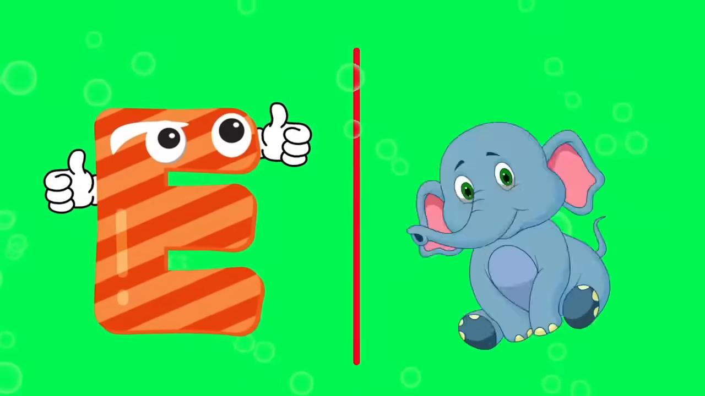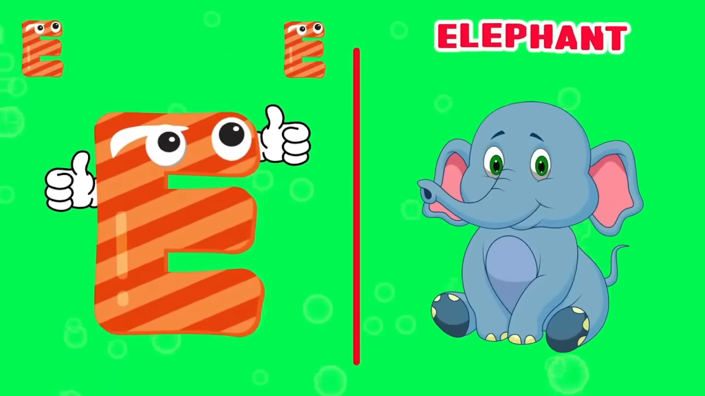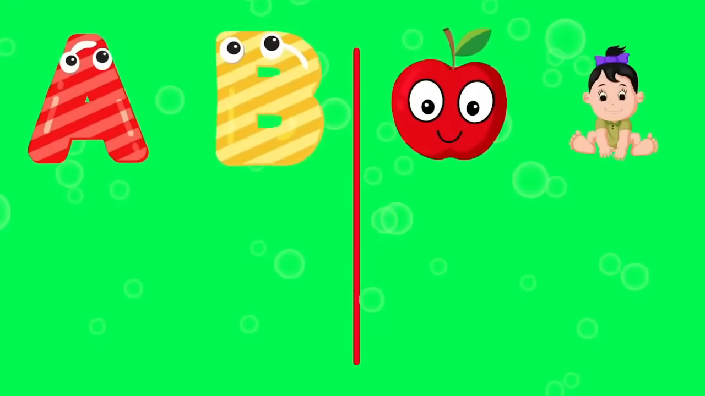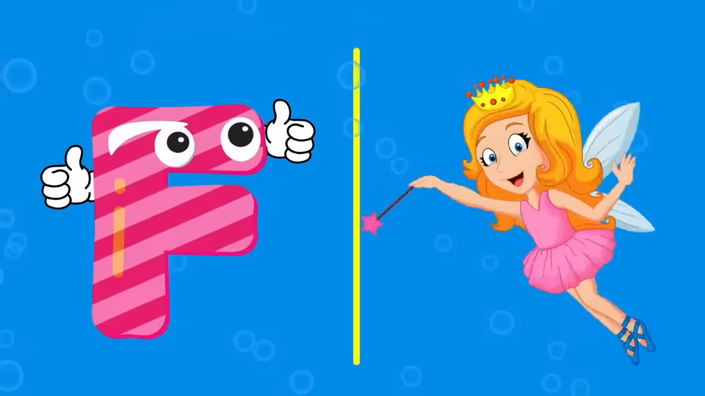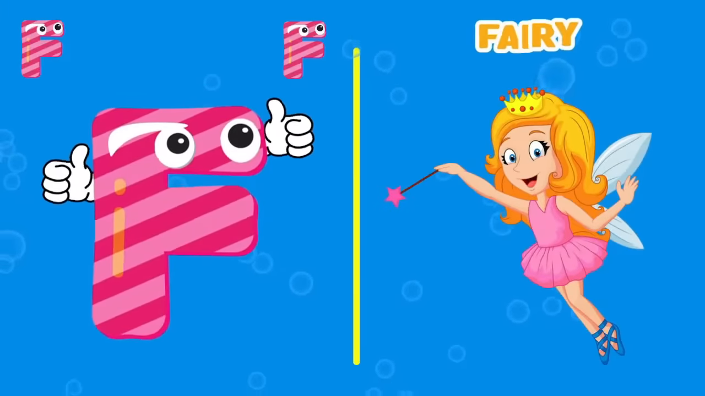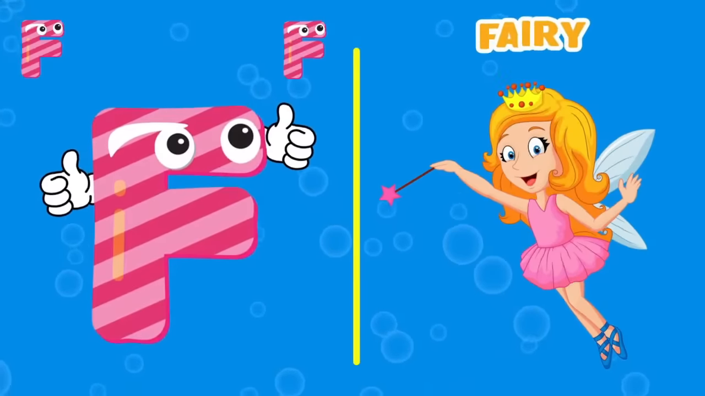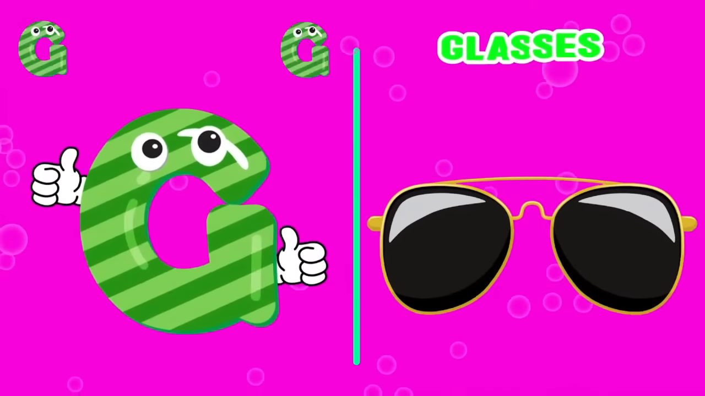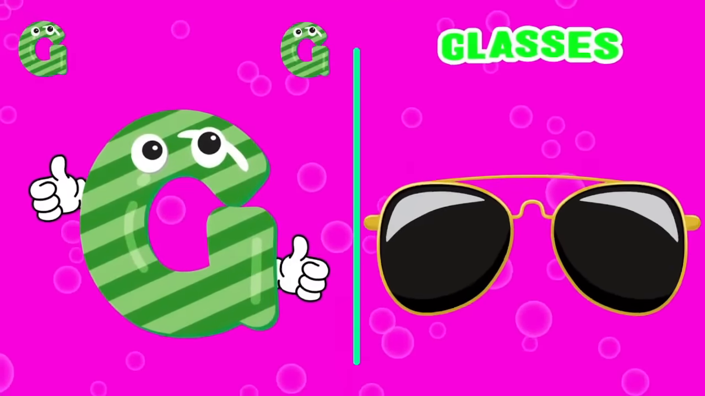E is for elephant. E, E, elephant. E, elephant. F is for fairy. F, F, fairy. F, fairy. G is for glasses. G, G, glasses. G, glasses.